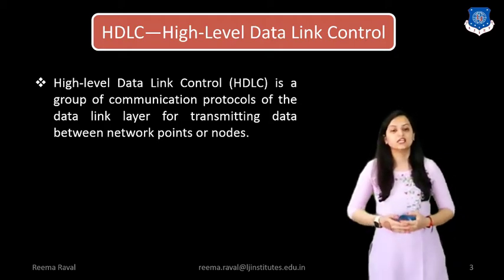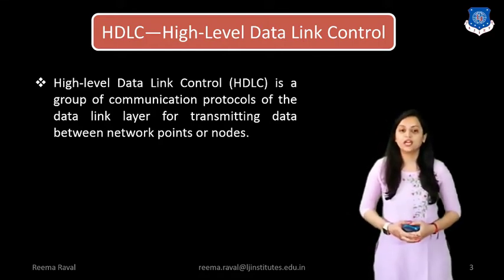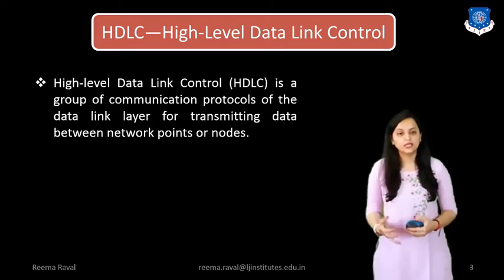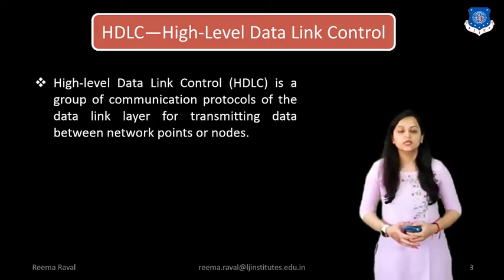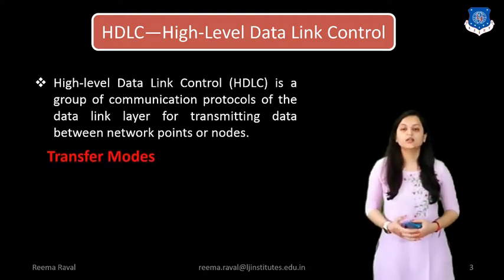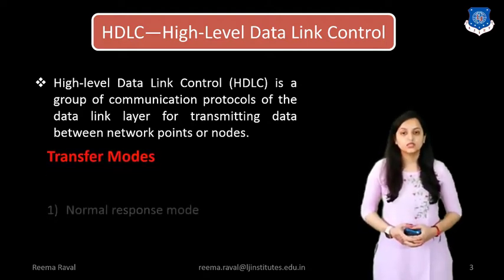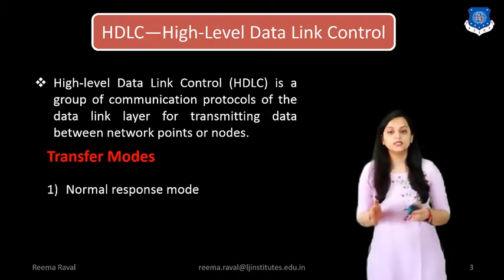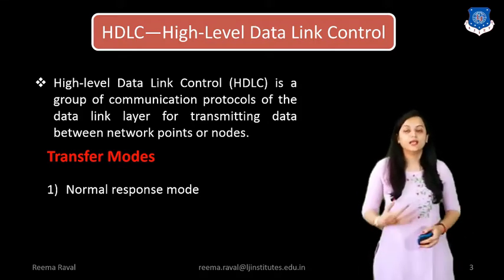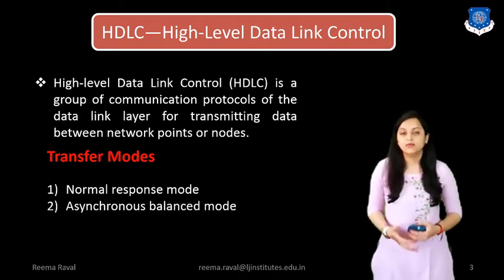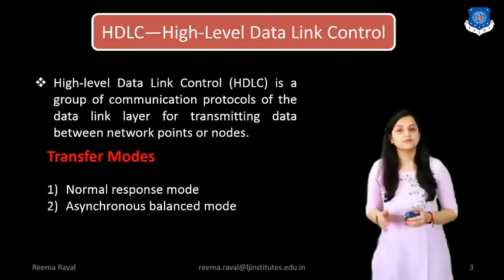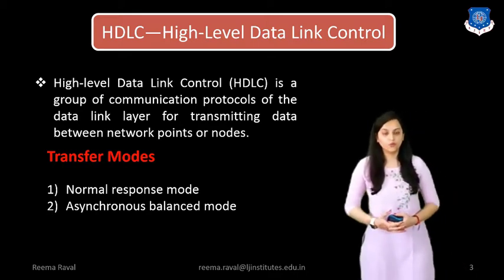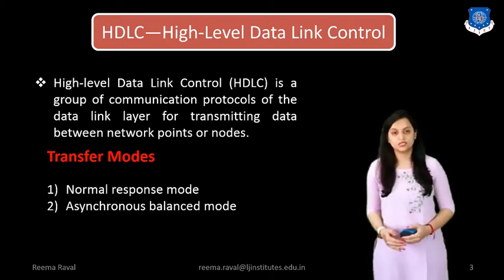So I repeat again, HDLC is a group of communication protocols for the data link layer for transmitting data between network points or nodes. Now in this HDLC there are different transfer modes. Here the first transfer mode is called NRM, that is Normal Response Mode. And the second one is called ABM, which is Asynchronous Balanced Mode. So these are the two basic modes of operation or transfer modes in HDLC for data transmission.